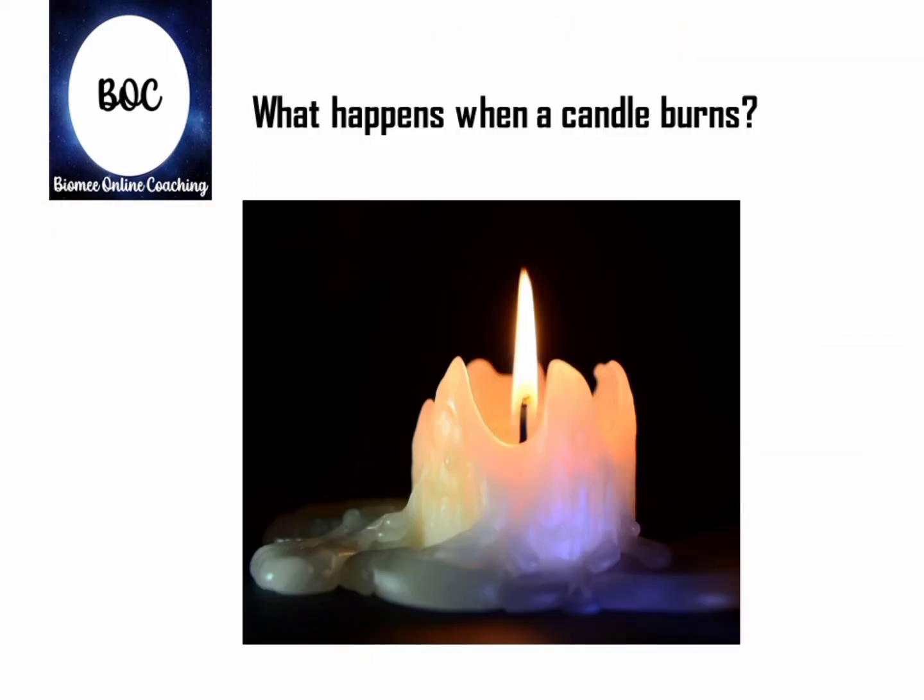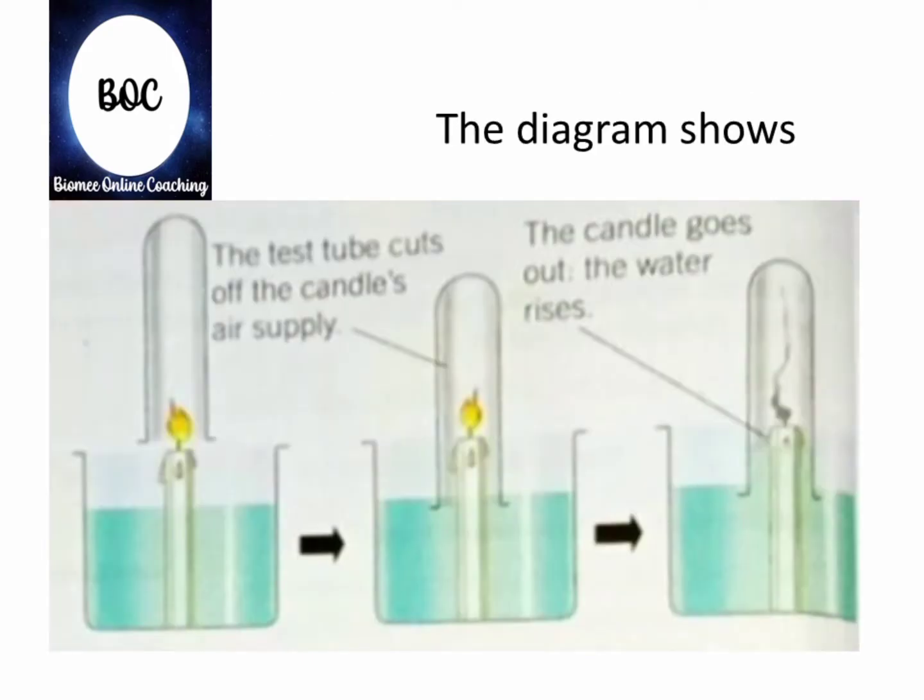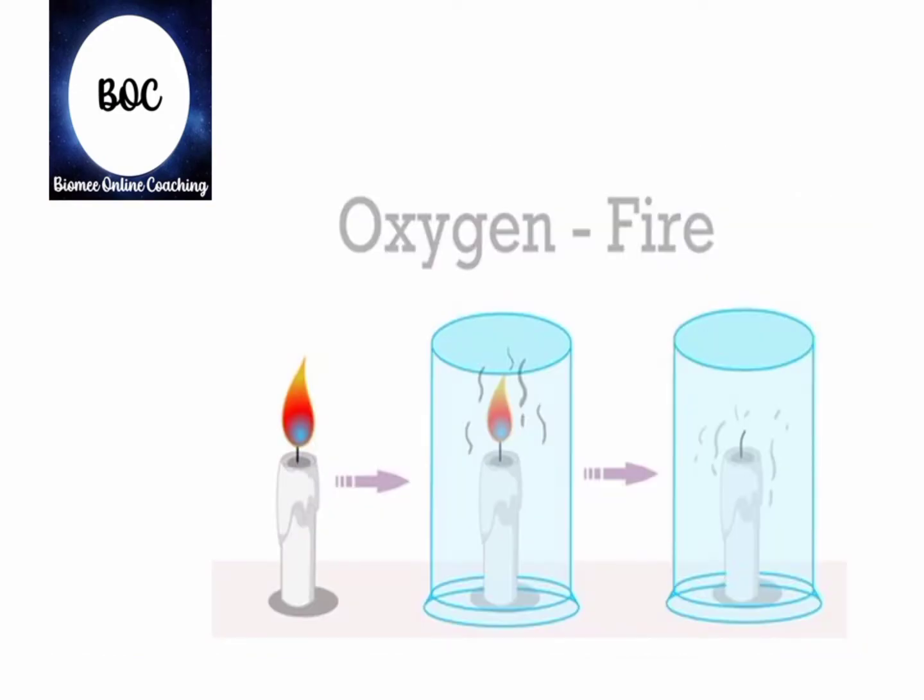What happens when a candle burns? Candles are made from a hydrocarbon called paraffin wax. When the wax melts, it rises up the wick and burns. So the word equation for this chemical reaction is: fuel in the presence of oxygen burns or combusts to form water, carbon dioxide and an amount of heat energy. This suggests that a candle needs one of the gases in the air to burn. It goes out when this gas is used up.